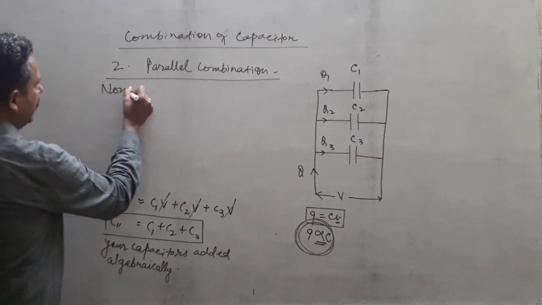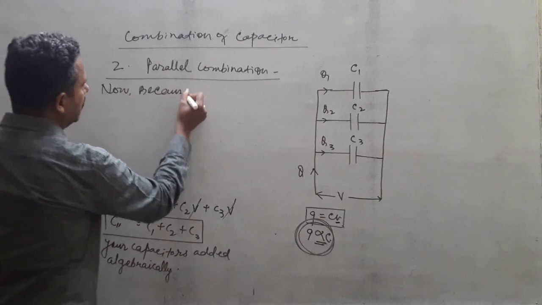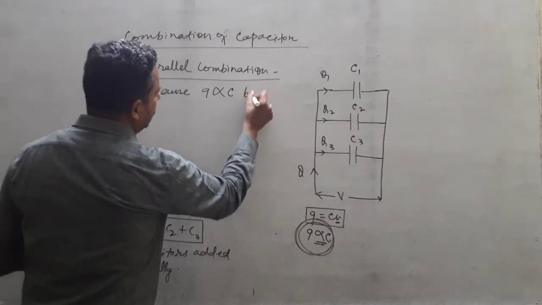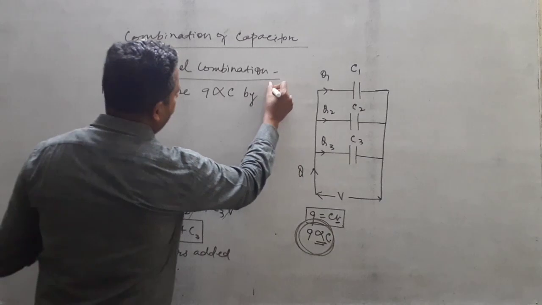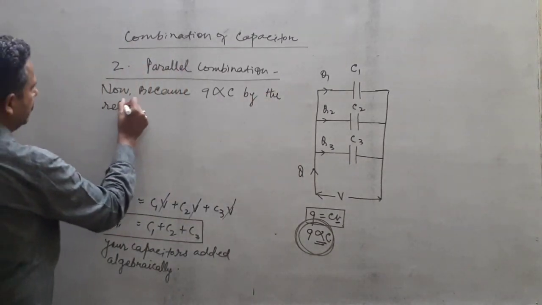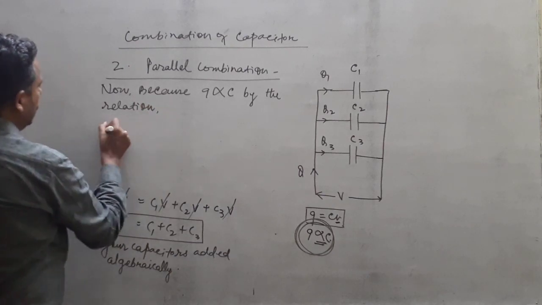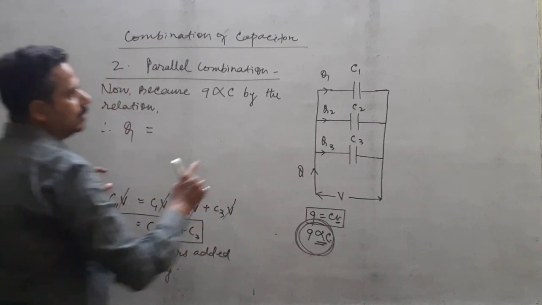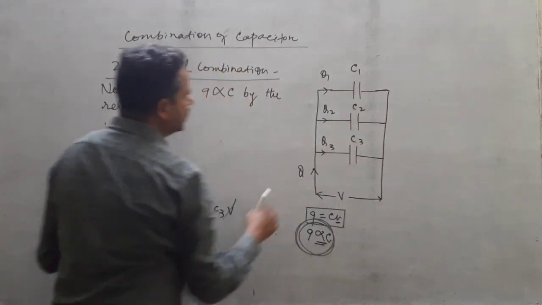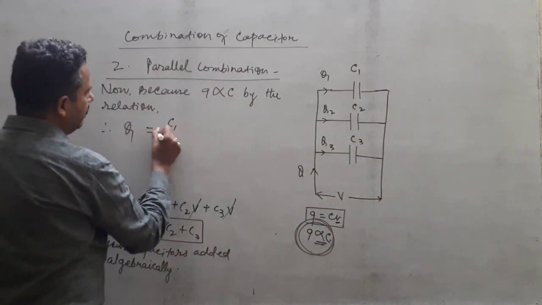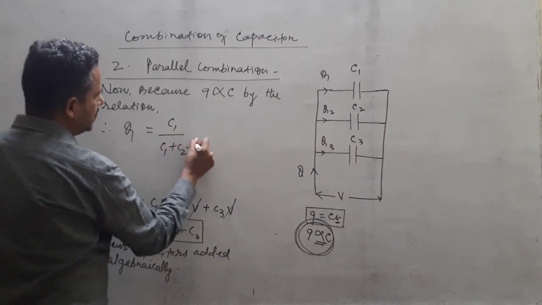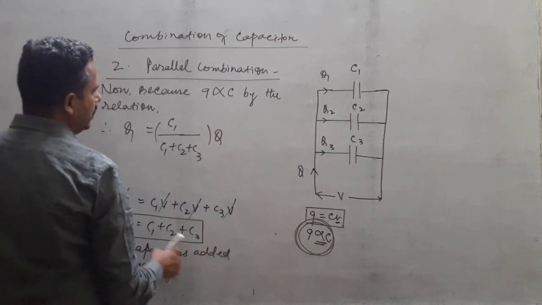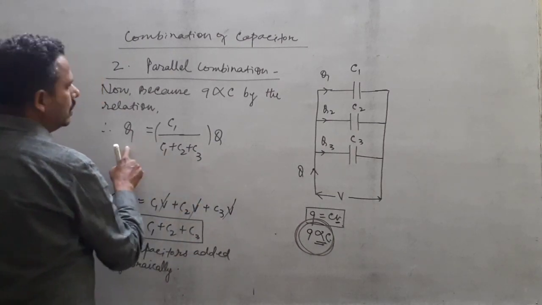Because Q is directly proportional to C, by the relation, Q1 is equal to C1 divided by C1 plus C2 plus C3, multiplied by the net charge Q. This is the concept. Using this you can find Q1.